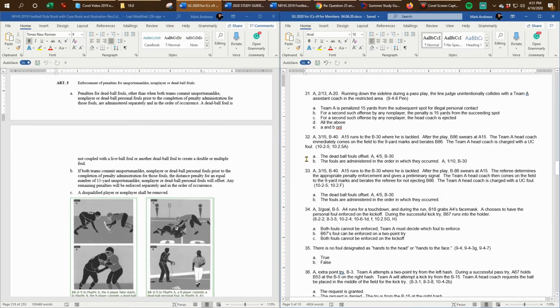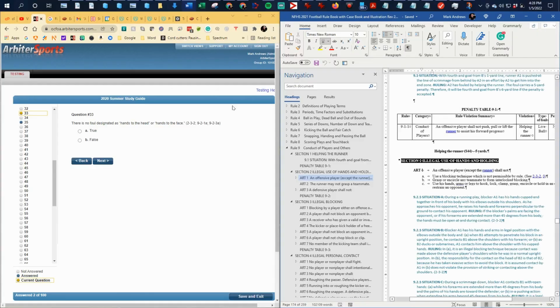So the answer is A. Dead ball fouls offset. A, 4th and 5 from the B30. Now, notice that the result of the play stands, right? Because these fouls occurred after the play was over. All right, let's move on.